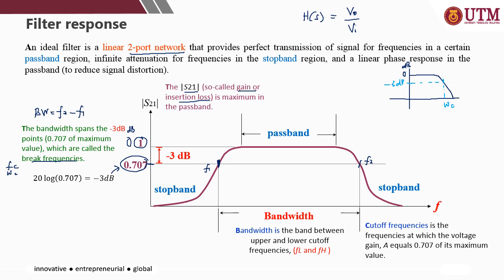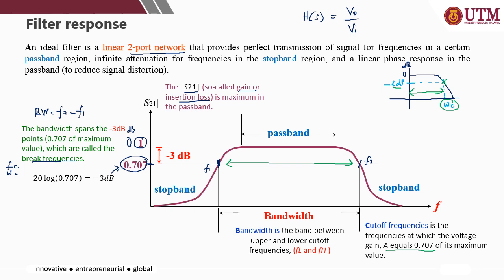And what else? Okay, this is the passband region, where the signal will be selected. In this case, this is the band pass filter. If you have the low pass filter, this will be your passband region, and outside of this will be your stop band region. So the cutoff frequency is the frequency at which the voltage gain A equals 0.707, or 3 dB of its maximum value. As I mentioned, at the 3 dB point is where your cutoff frequency or break frequency is. So the bandwidth, the stop band.